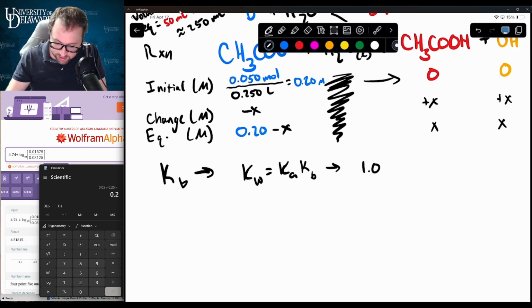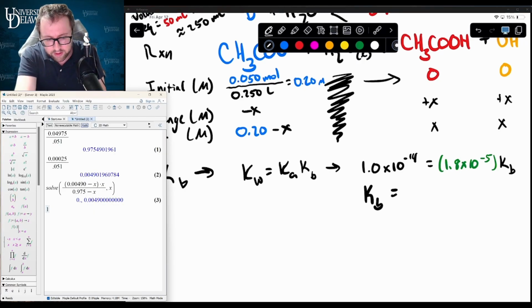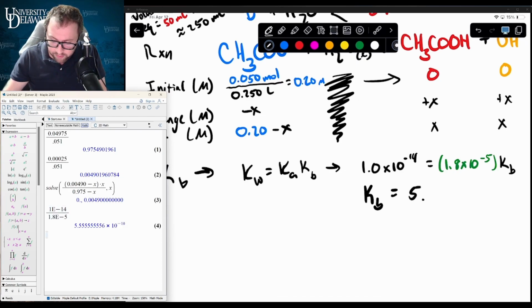So we get 1.0 times 10 to the negative 14 is equal to 1.8 times 10 to the minus 5 times Kb, where I've been using green for our Kb. That'll tell us that our Kb is equal to 1 e to the minus 14 divided by 1.8 e to the minus 5. So we get 5.56 times 10 to the negative 10. Remember, our equilibrium constants are unitless, so we'll just leave it there.